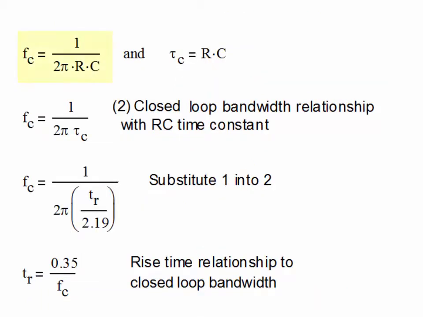Continuing the derivation, we recall that F sub c, or the cutoff frequency of the amplifier's closed-loop bandwidth, is equal to 1 over 2 pi RC. Well, tau equals RC, so we can substitute tau into this equation. Plugging in our result from the previous page, that T sub r equals 2.19 times tau, we can now solve for T sub r and ultimately conclude that the small signal step rise time is equal to 0.35 over f sub c.